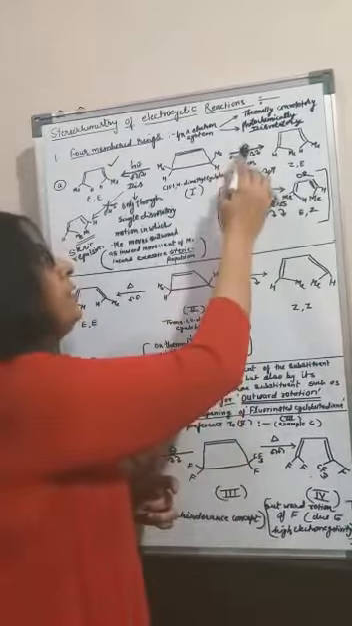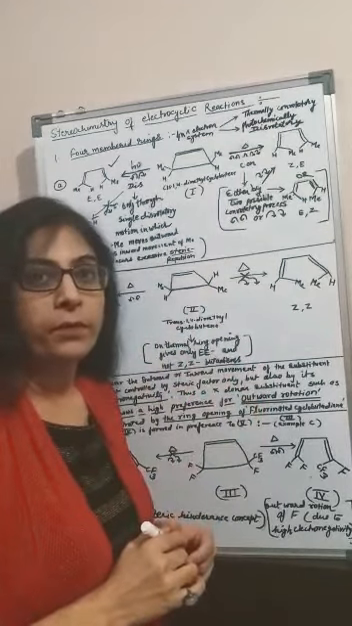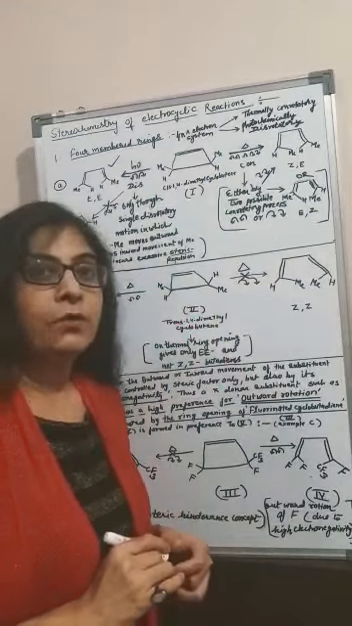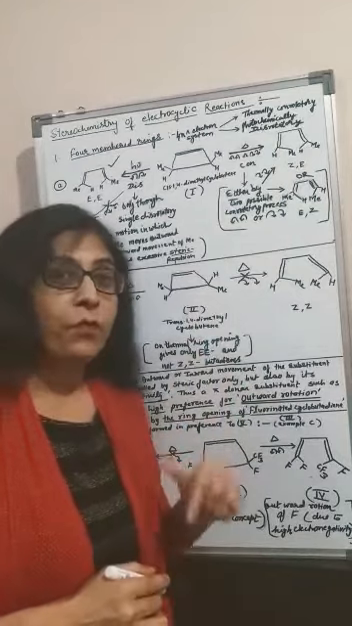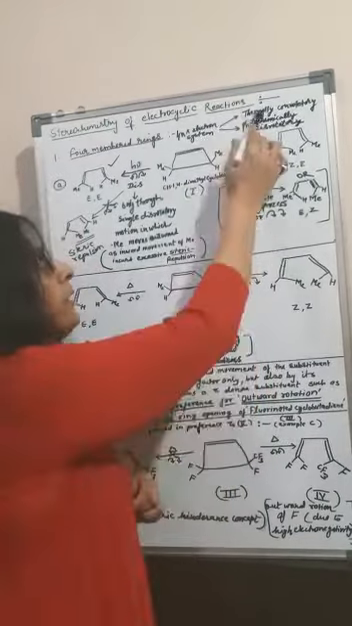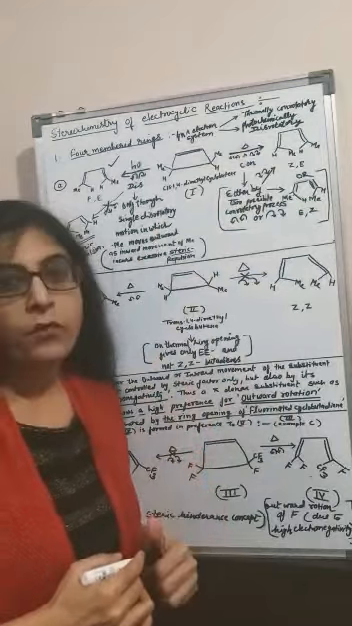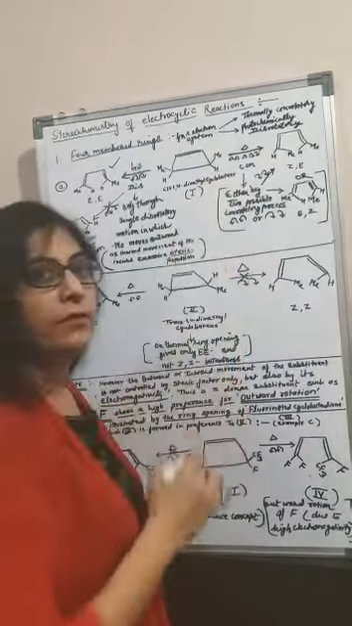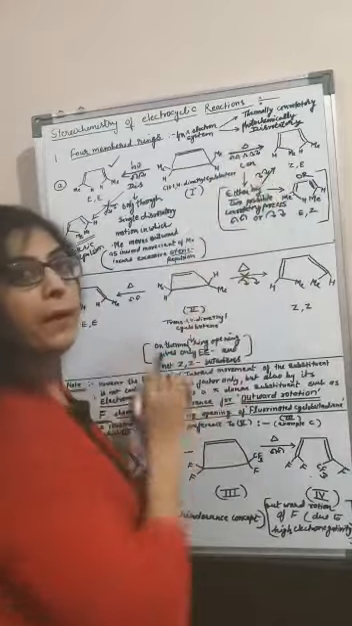So thermally a 4n pi electron system undergoes a conrotatory process, and if the process is photochemical and the system is a 4n pi electron system, then it undergoes a disrotatory process. If it is a 4n plus 2 pi electron system, then thermally it undergoes a disrotatory process and photochemically a conrotatory process, the reverse of the 4n pi electron system. So let's understand this interconversion of cyclobutene into butadiene. This is happening by a conrotatory process.